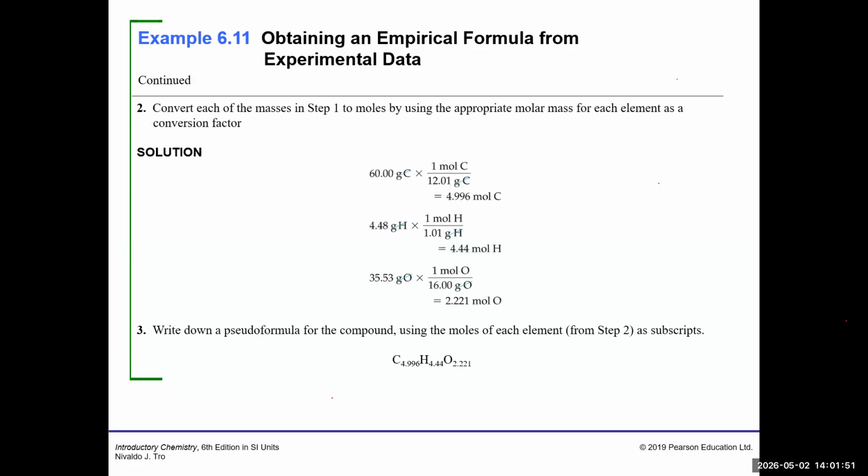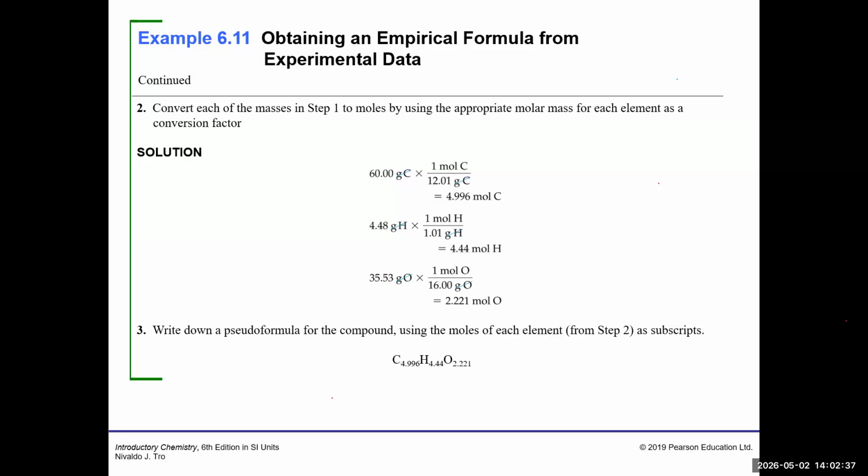So 60 grams, we will convert to moles. 60 grams of carbon times 1 mole of carbon per 12.01 grams of carbon gives us 4.996 moles of carbon. Hydrogen, we have 4.48 grams, and it's 1 mole of hydrogen per 1.01 grams of hydrogen. It gives us 4.44 moles of hydrogen. 35.53 grams of oxygen times 1 mole of oxygen per 16.0 grams gives us 2.221 moles of oxygen.